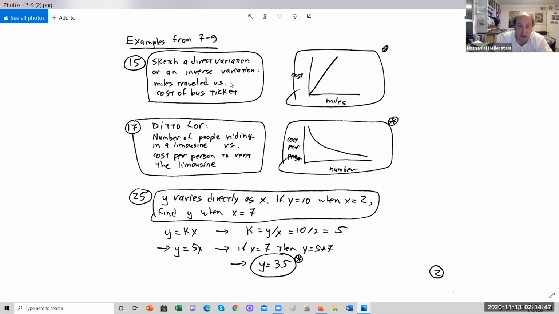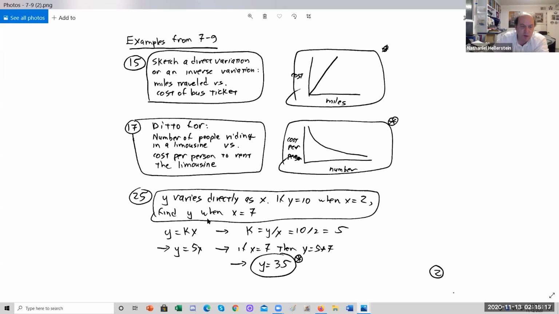All right, here we are asked to sketch a direct variation or an inverse variation. Miles traveled versus cost of bus tickets. Well, it's a direct variation. More miles, higher cost, and it's a straight line. Here's a graph, number of people riding in a limo versus cost per person to rent the limo. Well, it's being divided among more people, so it's an inverse variation with a graph like this.